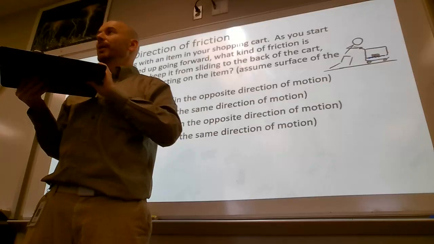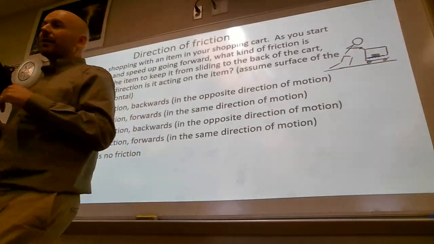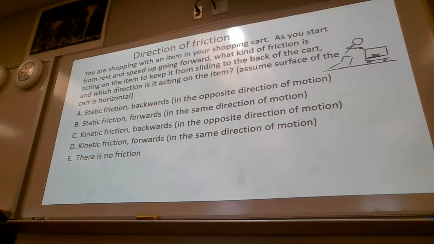Do not assume that if it's not moving, that it's static. It's not a distinction of moving versus not moving, it's a distinction between sliding versus not sliding. Okay with that? Okay, so two still ways to go. You wanna leave early? That's fine. Okay.